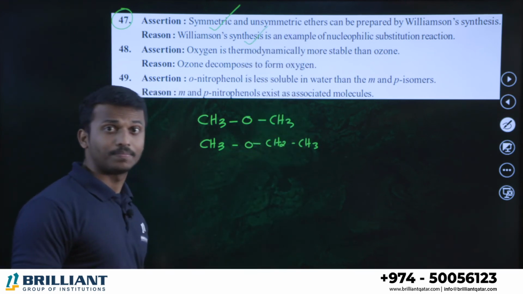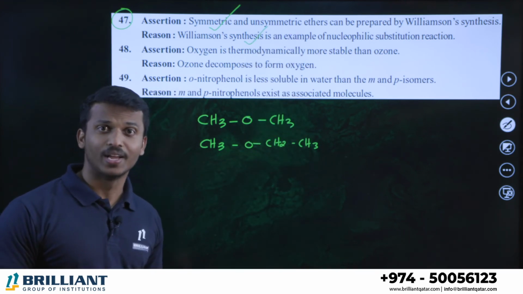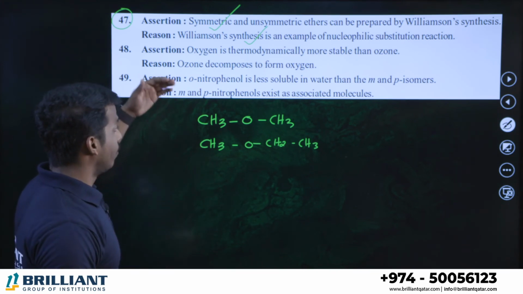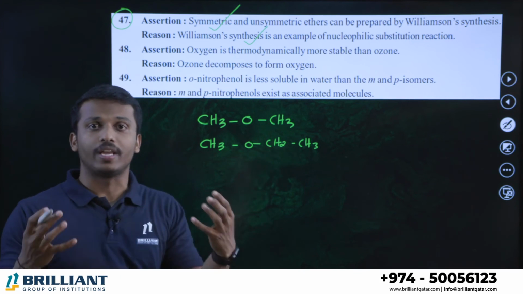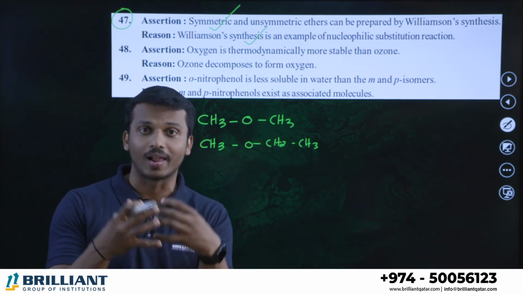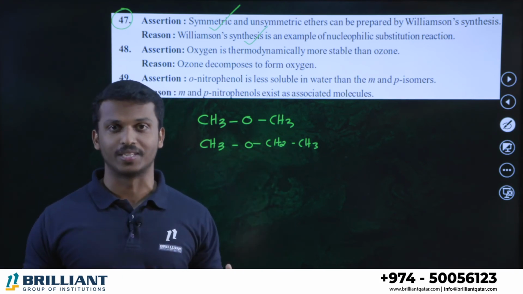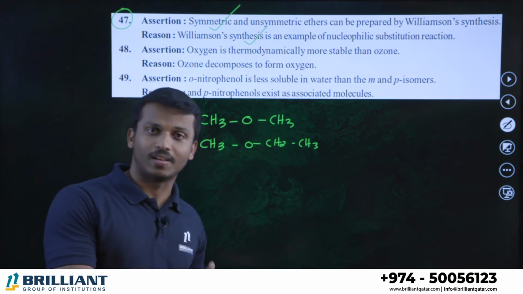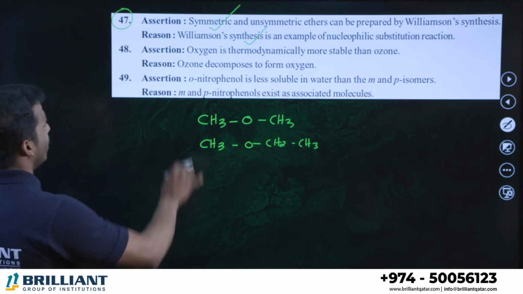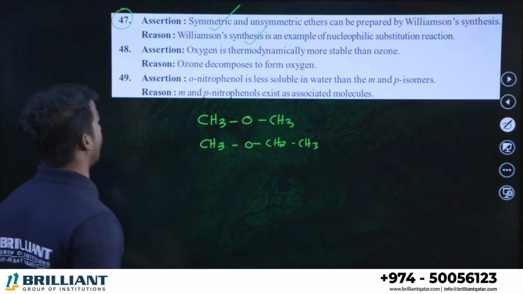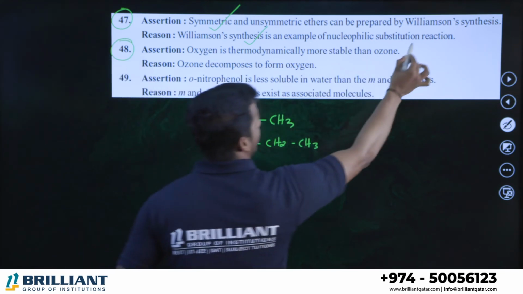But is it a reason? No. Why? Because you're getting symmetric and unsymmetric ether depending on which reactant you consider, which haloalkane, which sodium alkoxide. Depending on that, you will get the symmetric or unsymmetric ether. But that is not the exact reason. Okay? 48. So the answer is which one? Here it is B.